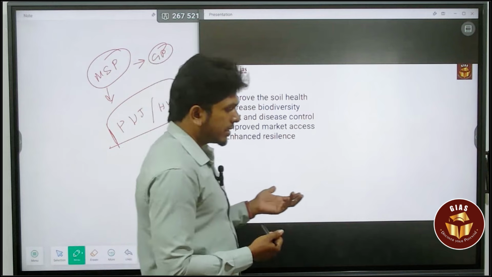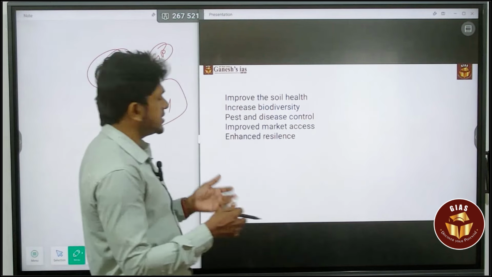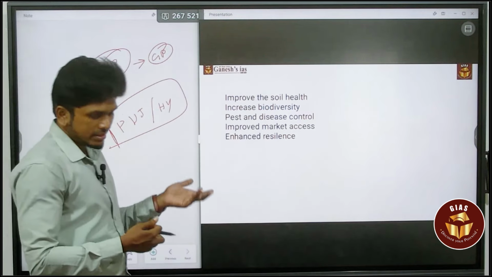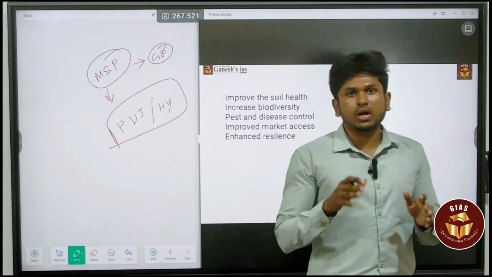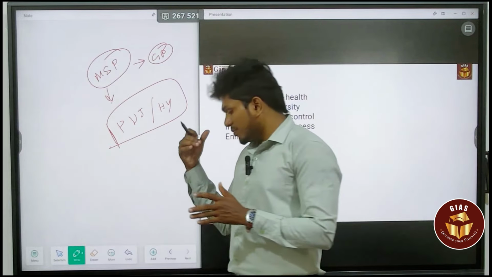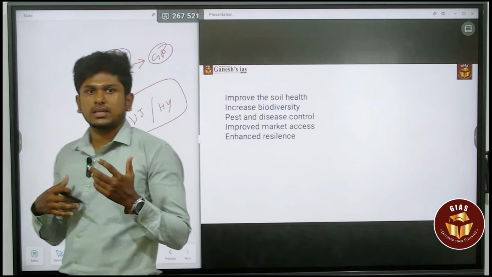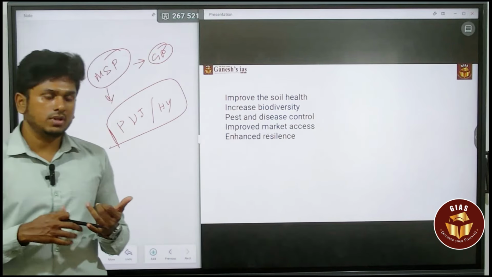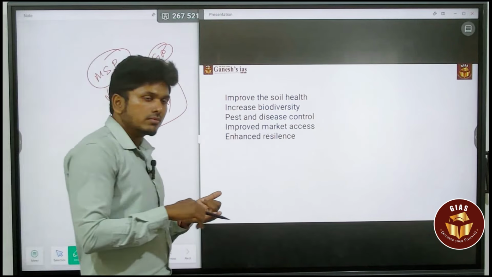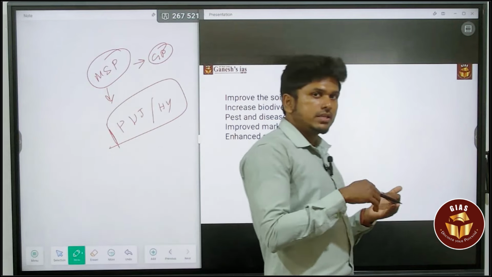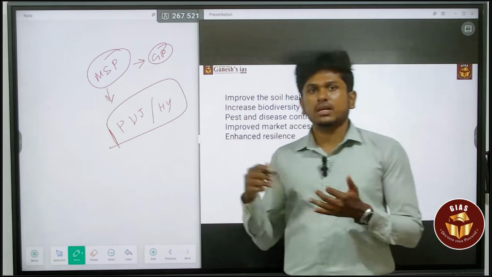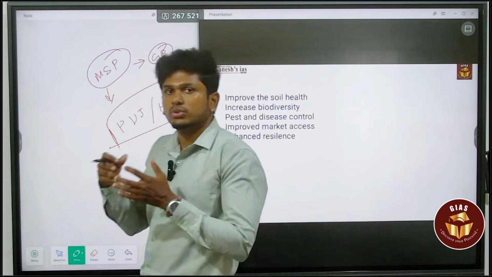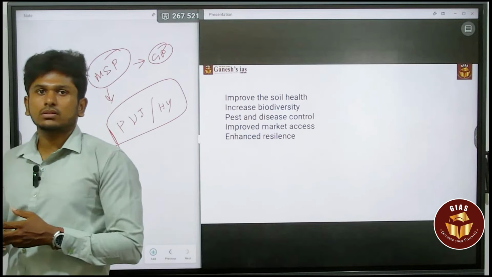Next, improving market access for all other crops is also going to help and enhance resilience. Okay, so in this way you have to address the question. More than that, I gave certain answers about the green revolution and also the issue of MSP. So you can note all these things in your notes and try to reproduce them in any question that is asked related to that question. Okay, thank you.